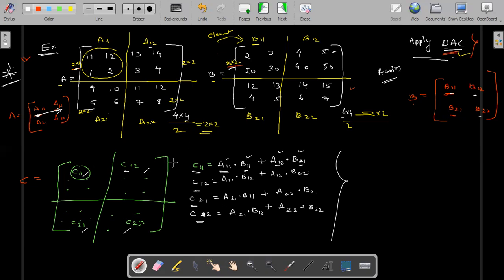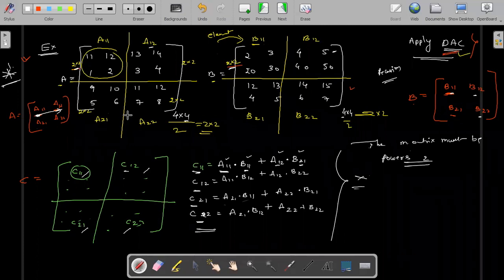See, that's what I told you. If you want to apply divide and conquer, the matrix must be powers of 2. This is very, very important, Rafa. Otherwise, it is impossible to do this. Only you can do it for multiplication, not for this.